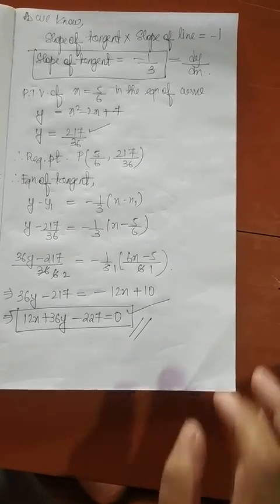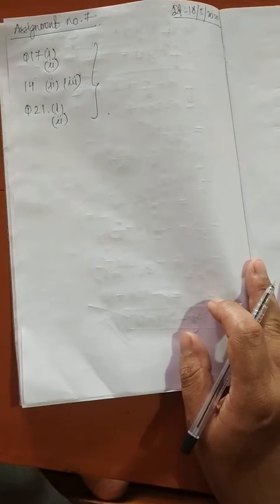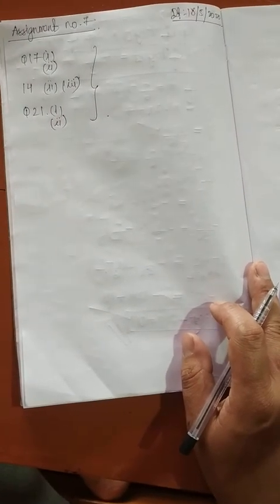By the way, your assignments: let's pause the video for a while. Please note down your assignments for today. This is assignment number 7, 18th of May: question 17 part 1 and part 2, 14 part 2 and part 3, and 21 part 1 and part 2.